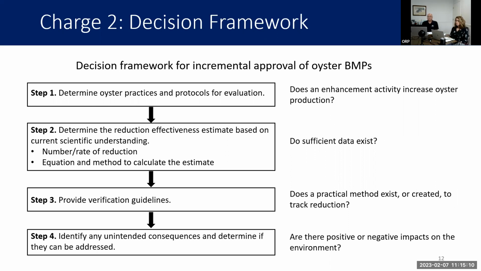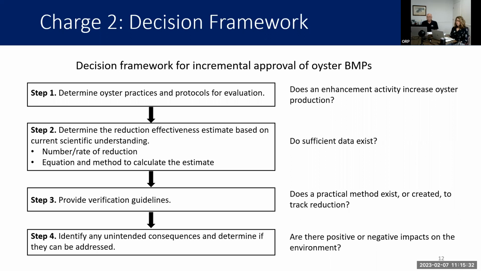The second step was to determine the reduction effectiveness estimates, or essentially a number or a rate of reduction, and the equation or method to calculate that estimate based on current scientific understanding. And this is key to this whole process is, do sufficient data exist to help calculate these rates and also support the calculation of those rates?